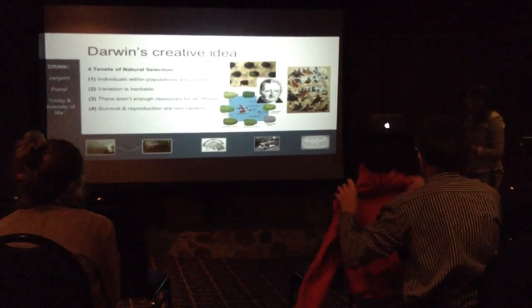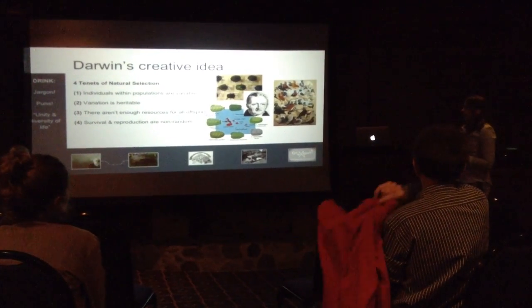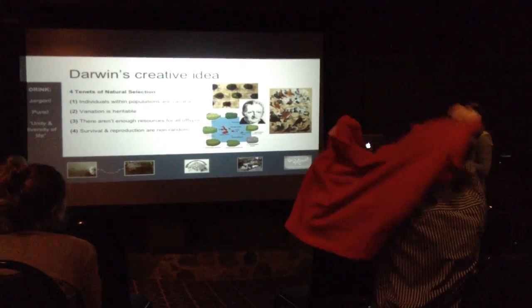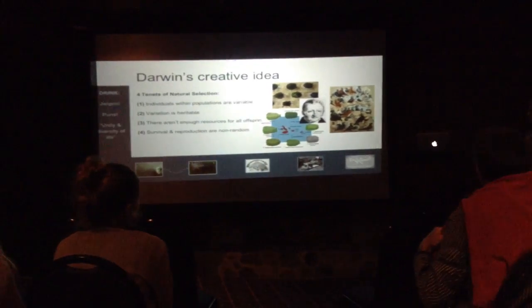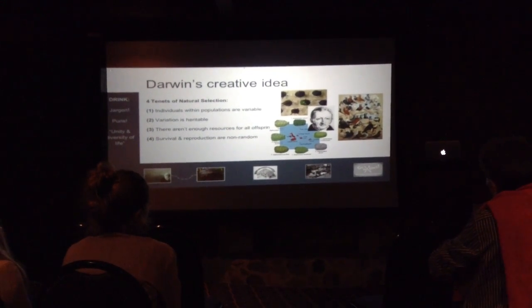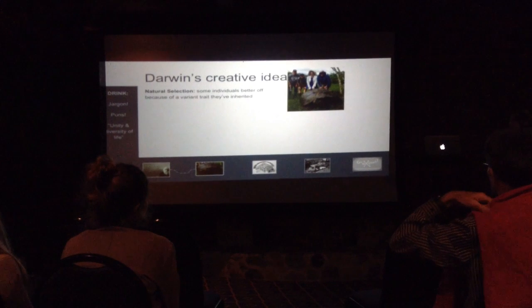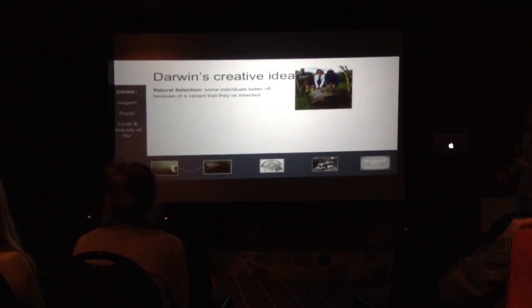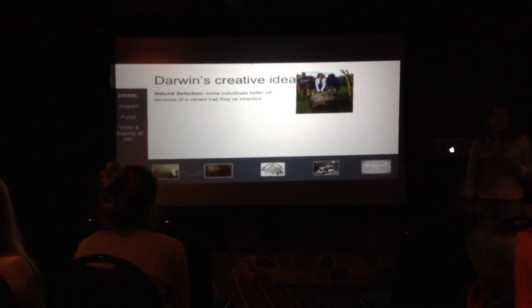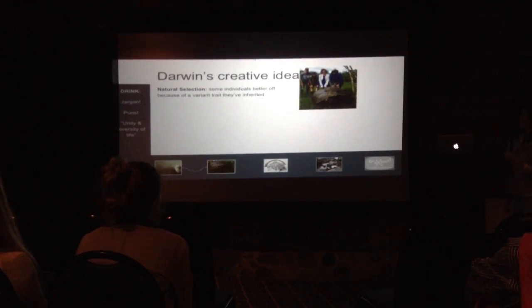So, when we put all of these 4 ideas together, we get the idea, okay, we've got individuals that are variable, variation is passed down, and some individuals are going to do better. So I'm summarizing that here, and yes, I am using an awkward family photo to summarize that.